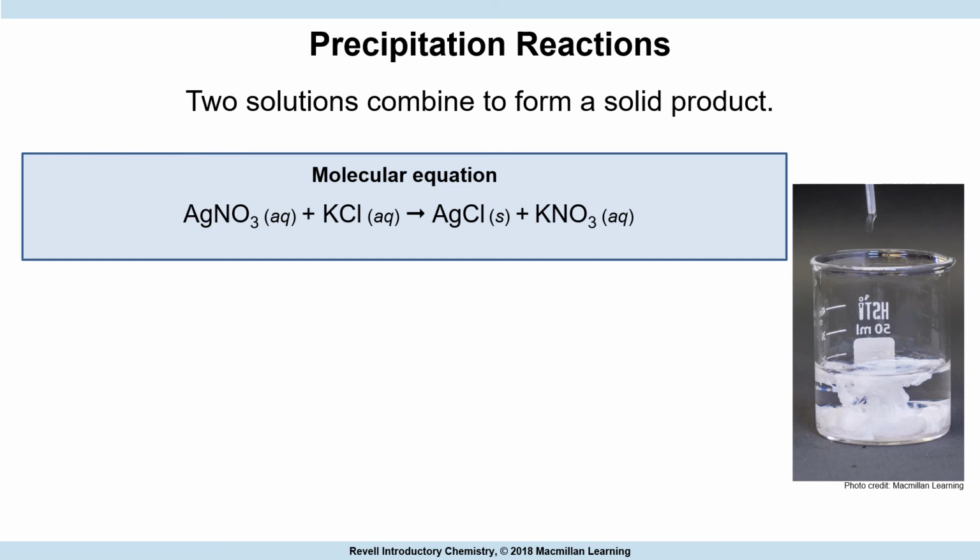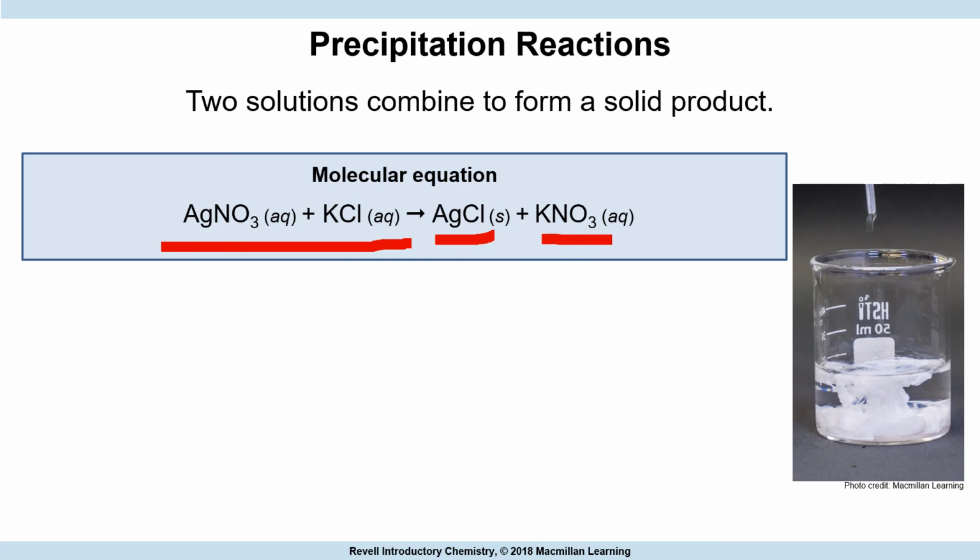And here, let's look at one here. It's a molecular equation that's showing everything. It's written completely out. We have silver nitrate reacting with potassium chloride, okay, all in water, aqueous, and we have the formation of silver chloride solid, and we have potassium nitrate aqueous.